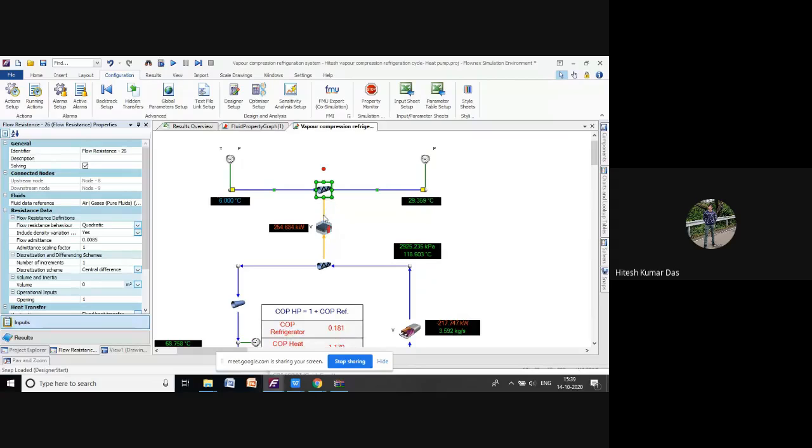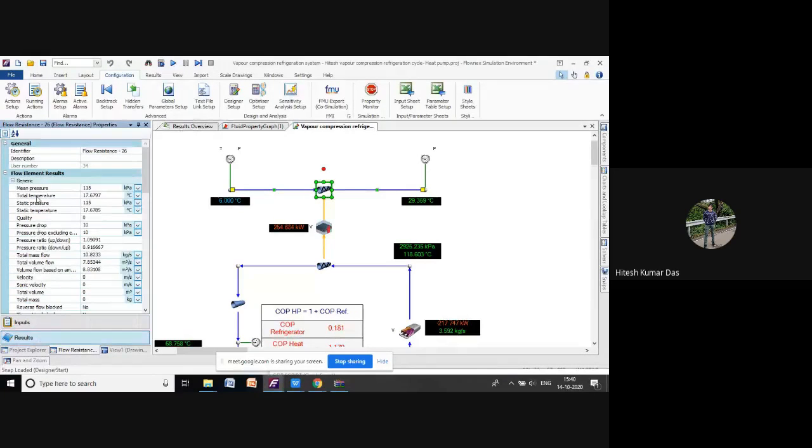This is the same flow resistance which we have used for the pressure drop calculation. This can be used in heat exchangers, pipes, ducts, and other experimental equipment to calculate the pressure drop. You can see the pressure drop in the result tab also, and it can be used for gas, liquid, and two-phase flow.